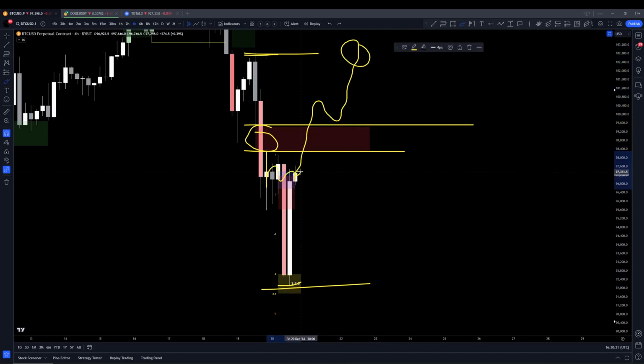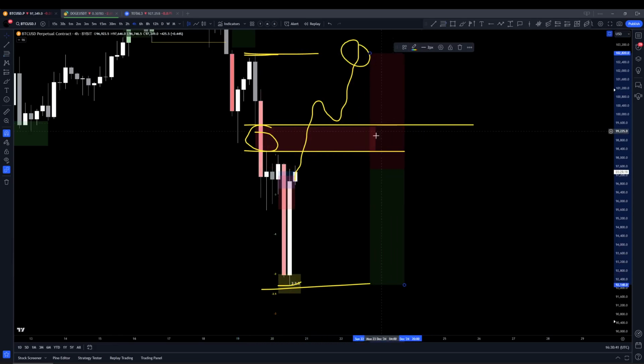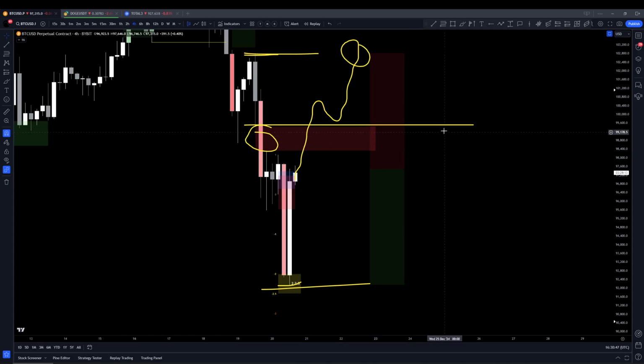Okay, so all of this at the minute is just kind of noise. This is a naked 4-hour gap, okay? It's not discount, so it's not low-hanging fruit. Let me just confirm that. Yeah, so it's in the premium, so it's not low-hanging fruit, so I don't necessarily think that it's the most attractive draw on liquidity, but it's still a draw on liquidity. It's still a naked 4-hour gap, okay?